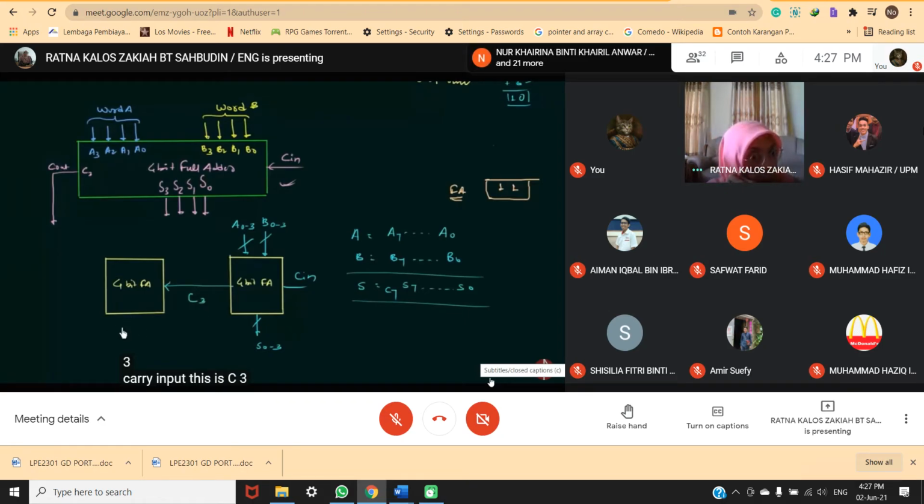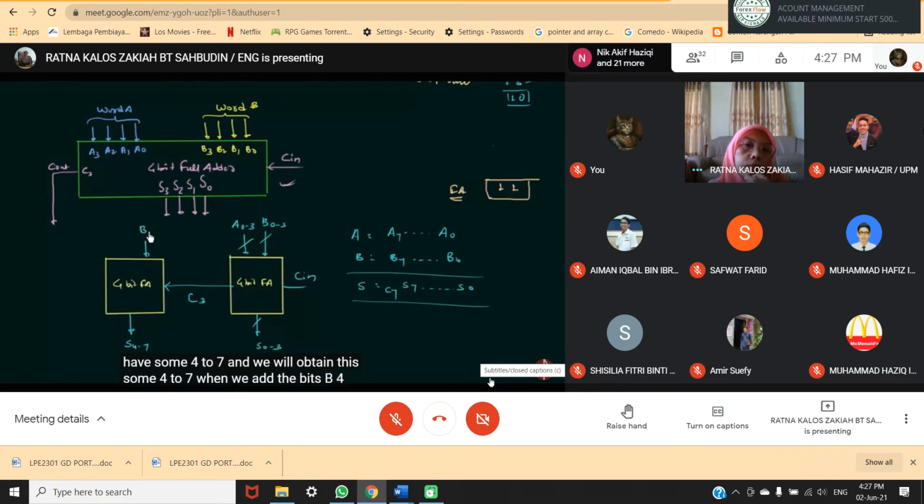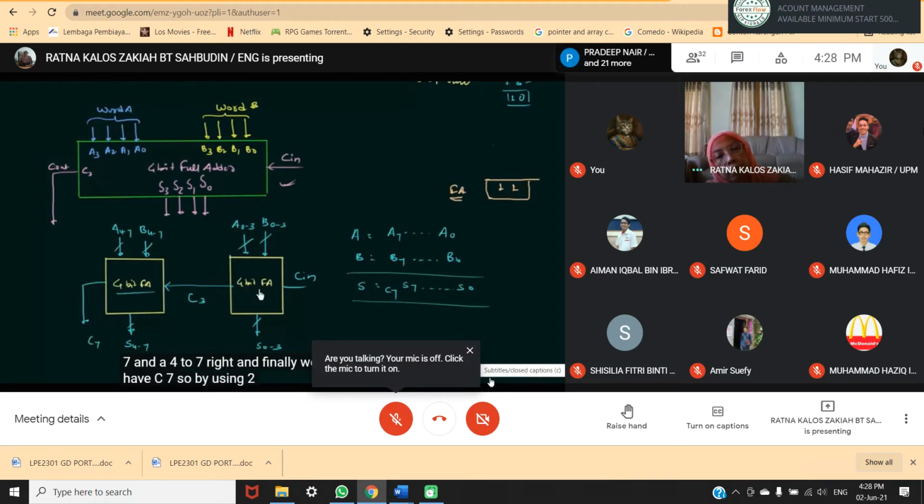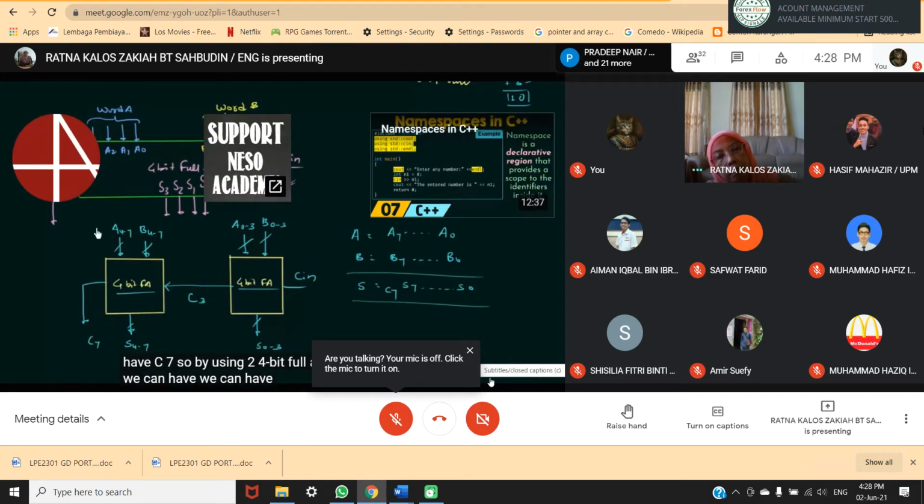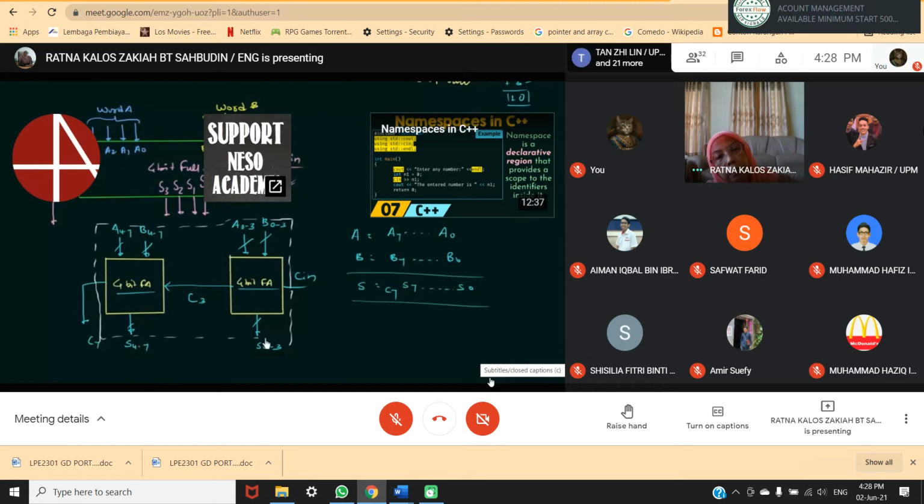Here we will have sum 4 to 7, and we will obtain this sum 4 to 7 when we add the bits B 4 to 7 and A 4 to 7, right? And finally we will have C7. So by using 2 4-bit full adders, we can have this 8-bit full adder. So this is all for this presentation.